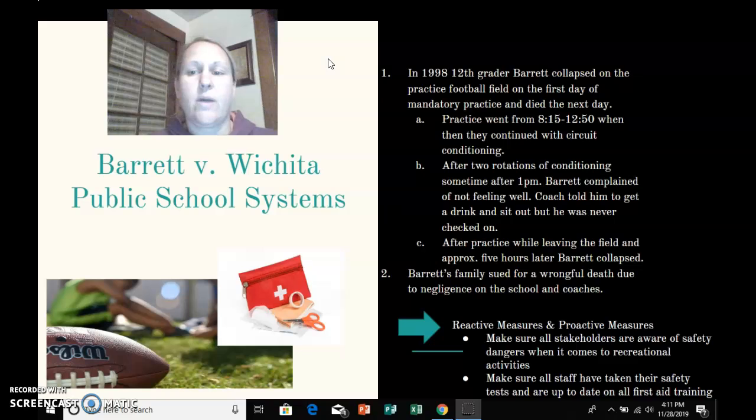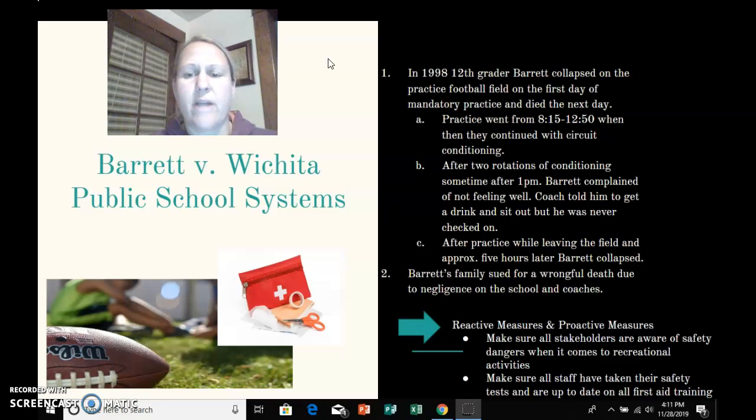Then after practice, while leaving the field, which was approximately 5 hours later, Barrett collapsed. Barrett's family sued for wrongful death due to negligence on the school and the coaches. This is a tough case, and there are several other cases like that, which led to KSHSAA changing the rules on practice and heat requirements and what coaches have to do training-wise, which I think is huge.